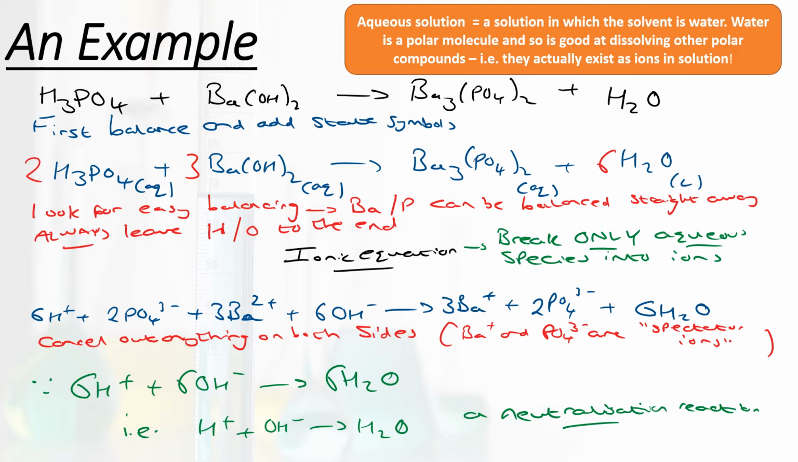So aqueous for the phosphoric acid. The barium hydroxide will also be an aqueous solution, aq. The barium phosphate will also be aqueous, right? It's an ionic salt, but it's in water, so it will be dissolved, aqueous.